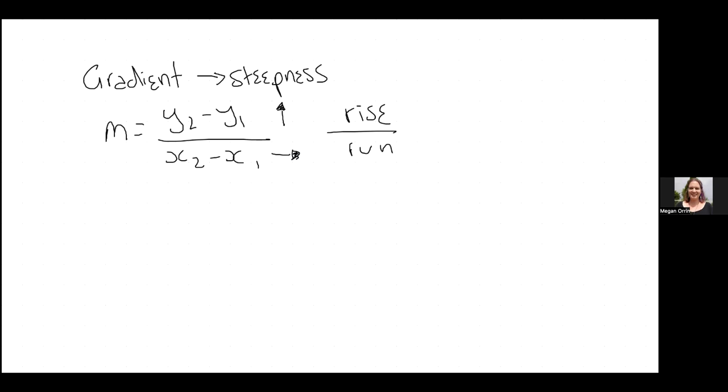Remind me what Pythagoras is? A squared plus B squared equals C squared. When are you allowed to use this? Oh my gosh, what is wrong with me? I can't speak and write at the same time. When are you allowed to use this? Sorry, Judah? Right angle triangle.